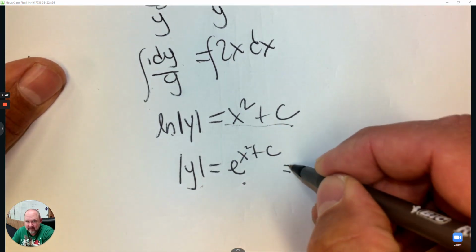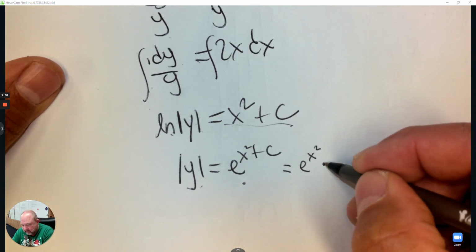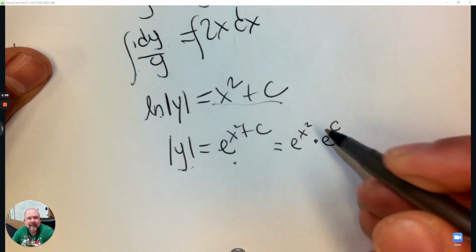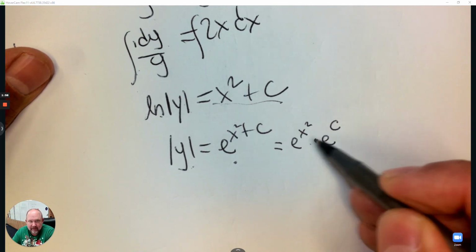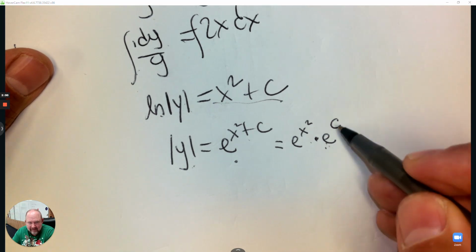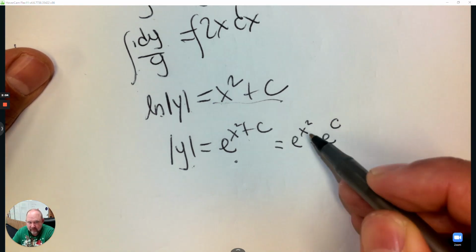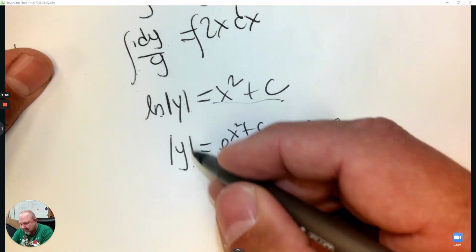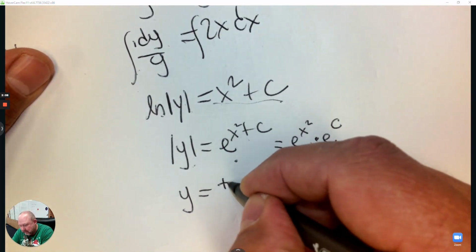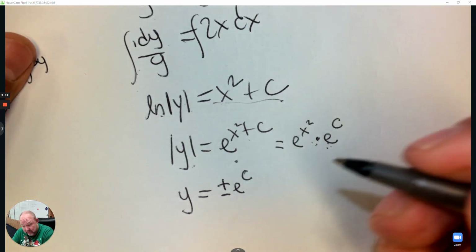I'm going to separate this using some exponent laws. When you're adding the exponents, it means the same as multiplying, and the bases are the same, so these are equivalent. So I separated it for another e to the c, because when you multiply, you add the exponents just like that. They're the same. Then when I remove the absolute value bars, it could be positive or negative e to the c, which is just a number.